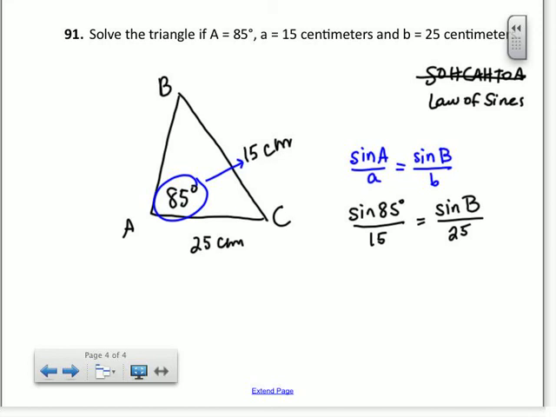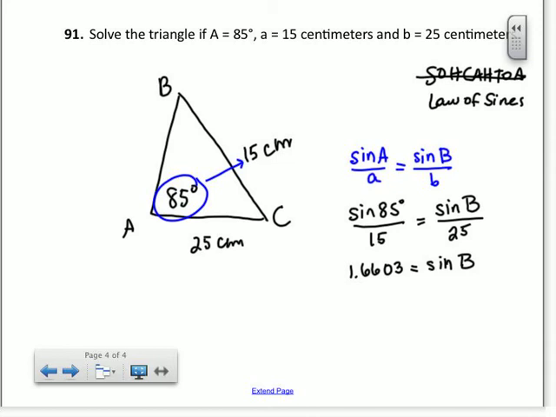Okay, so we're going to cross multiply. Or you could just say sine of 85 over 15. So find that answer. I got that to be 0.0664, something like that. And then take that 25 and multiply it over. So if you're more comfortable with cross multiplication, you can do that. It doesn't matter. So when I do that, I get 1.6603 is equal to sine of B.